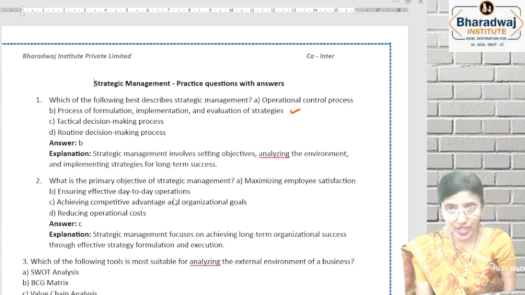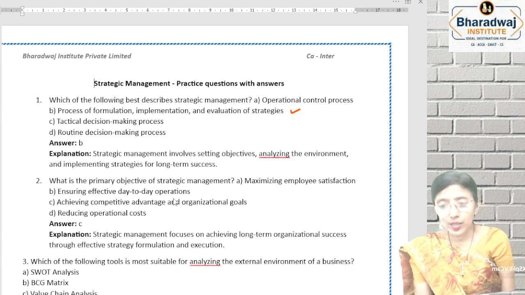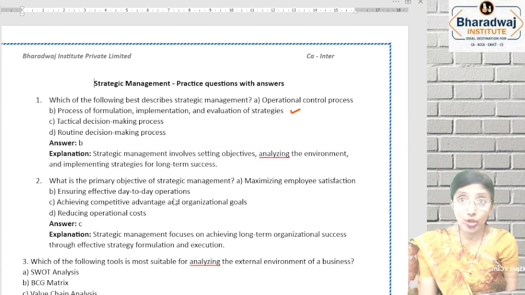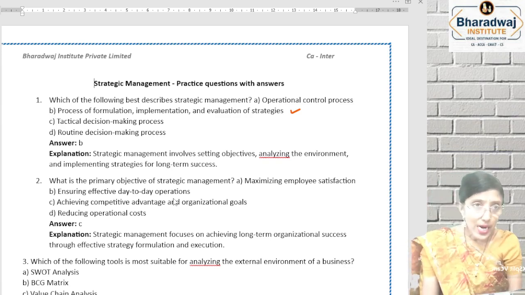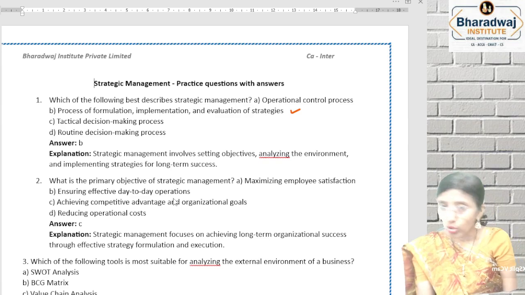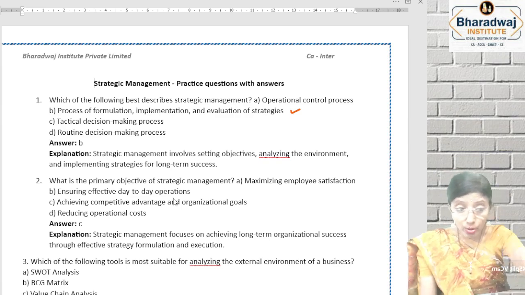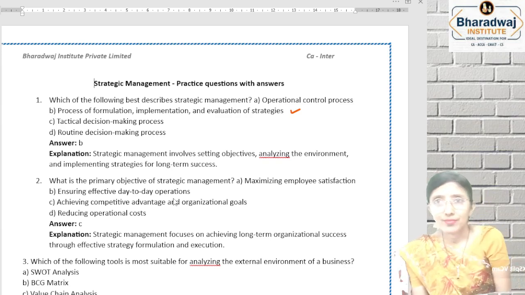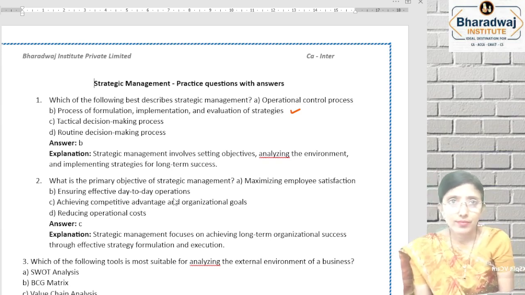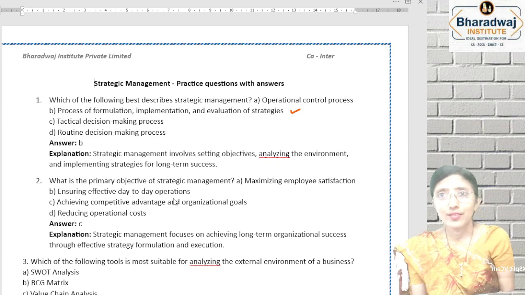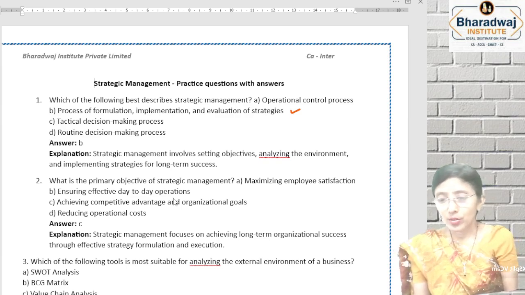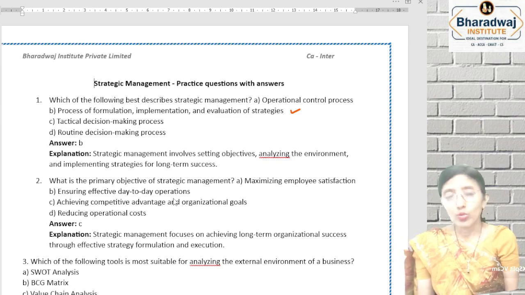Maximizing employee satisfaction. Option number two is ensuring effective day-to-day operation. Option C is achieving competitive advantage and organizational goals. D is reducing the operational cost. Got it. Okay. Goals. Okay, you feel C.